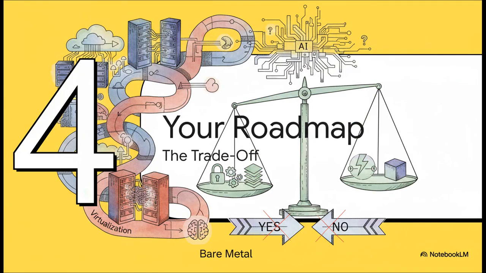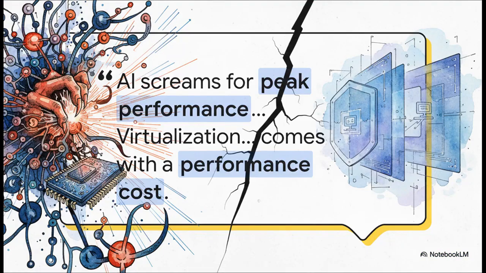And that brings us right to the heart of this entire discussion. You see, the path forward isn't about finding a simple yes or no answer. It's all about deeply, truly understanding the trade-off that you're making every step of the way. I mean, this quote from the source report just nails it, doesn't it? AI screams for every last bit of performance. It wants zero lag, and it wants to talk directly to the hardware. But virtualization, with all of its awesome flexibility and efficiency, by its very nature, introduces a performance cost. That's the fundamental conflict we all have to figure out how to navigate.